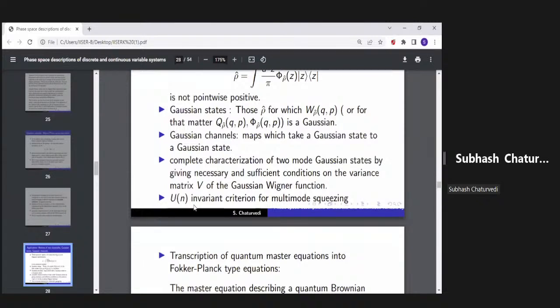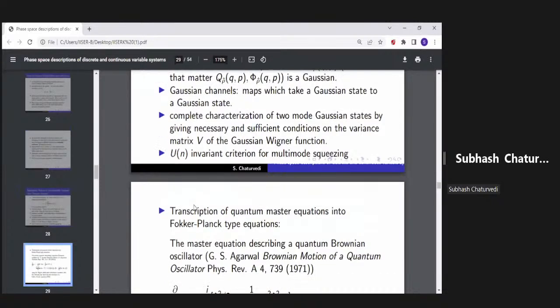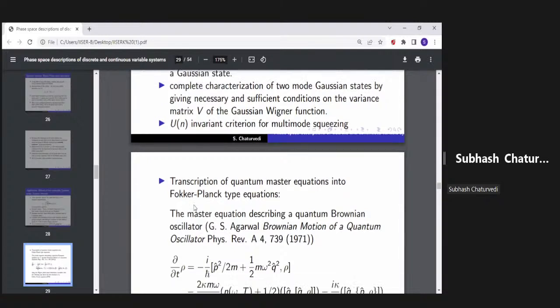And historically, another important application has been the transcription of quantum master equations into Fokker-Planck type equations, and then passing on from the Fokker-Planck type equations to the corresponding Langevin equations. The advantage is that now these are C number equations, and if you cannot solve them exactly, you can solve them numerically by putting them on a computer.